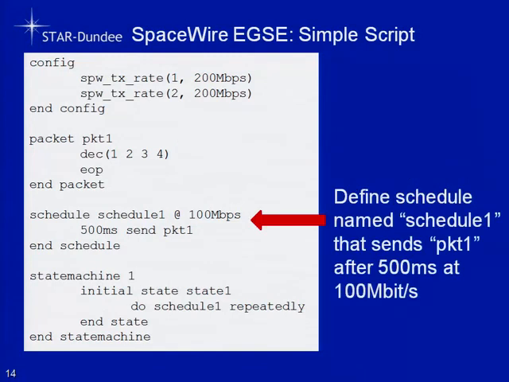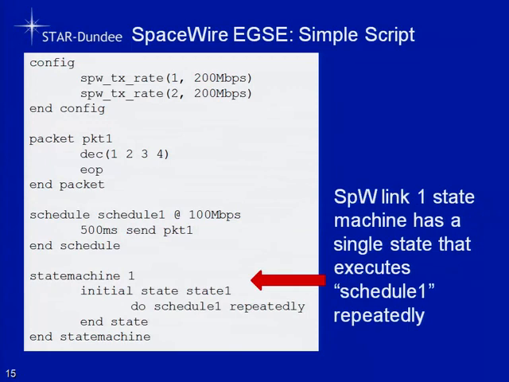Okay, and then we have a schedule. This is named schedule number 1. That basically says send packet number 1 after 500 milliseconds, and send it at a real data rate of 100 megabits per second. So even though the link's set to 200 megabits per second, our instrument can only send 100 megabits per second, and we want to be able to emulate that as well. So we can tell it what real data rate to use.